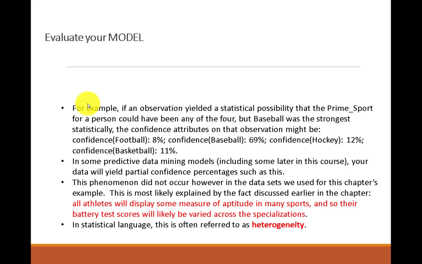In some predictive models, your data will yield partial confidence, such as 8% confidence for football, 69% confidence for baseball, 12% hockey, 11% for basketball. Because 69% is the highest, you're going to recommend that the student play baseball. It didn't occur in this data. We're going to revisit this, and when we split the data, that will solve that problem.